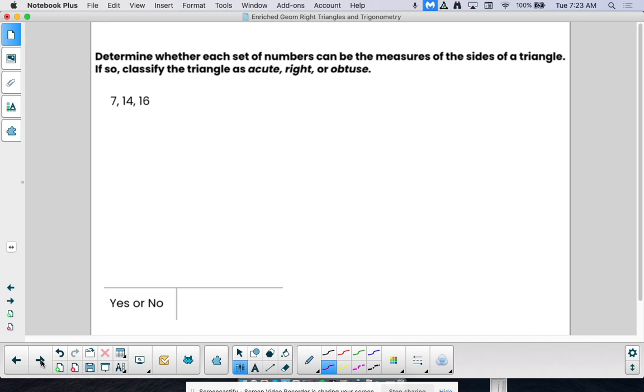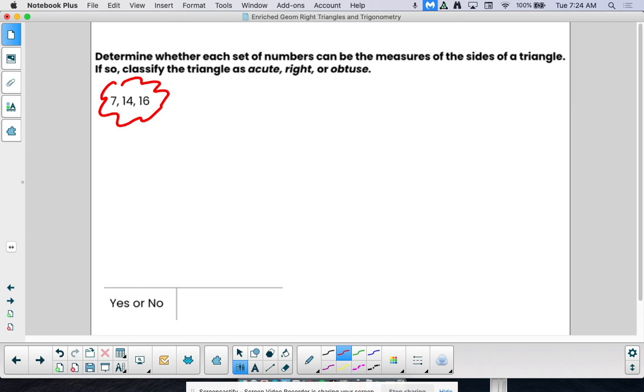Determine whether each set of numbers can be the measures of the sides of a triangle. If so, classify the triangle as acute, right, or obtuse. So there's two pieces to this problem. First, we have to figure out, can these three side lengths form a triangle? This is probably back around Christmas time we did this relationship. If you remember correctly, the two smaller sides given to you have to add to be larger than the third side. So we have to check that first.